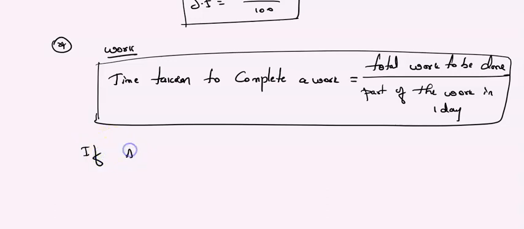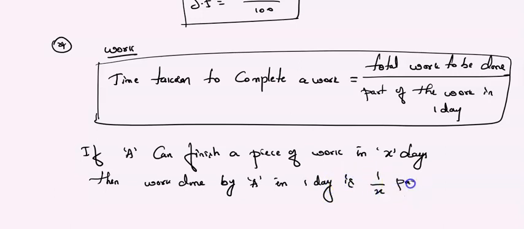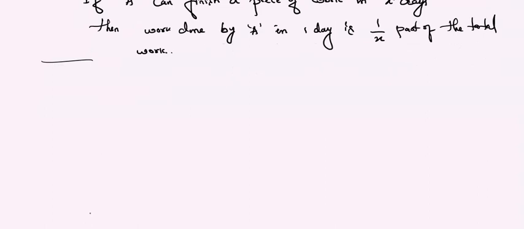Next, if A can finish a piece of work in, let me consider, X days, then work done by A in one day is 1 upon X part of the total work. Remember this. If A can finish a piece of work in X days, then the work done by A in one day is 1 upon X part of the total work. So this is the case you have to use to solve the problem based on work and time. Any doubts? Good.